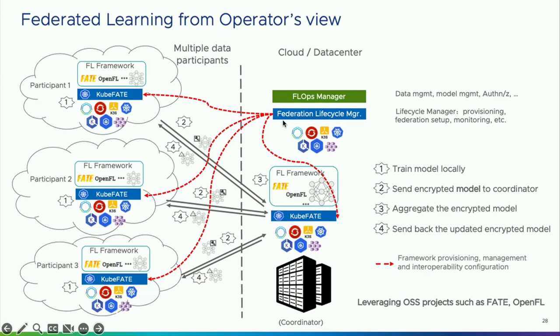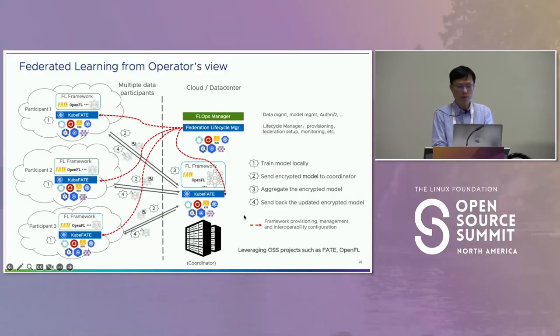Our Federated Lifecycle Manager can also manage the central aggregator using this dotted line. So the idea is that we use the Federated Machine Learning Lifecycle Manager to perform a relatively complicated management task across different clouds, on-premise or public cloud, so that it can be managed efficiently and securely, and be audited, for any enterprise that has data in different locations.